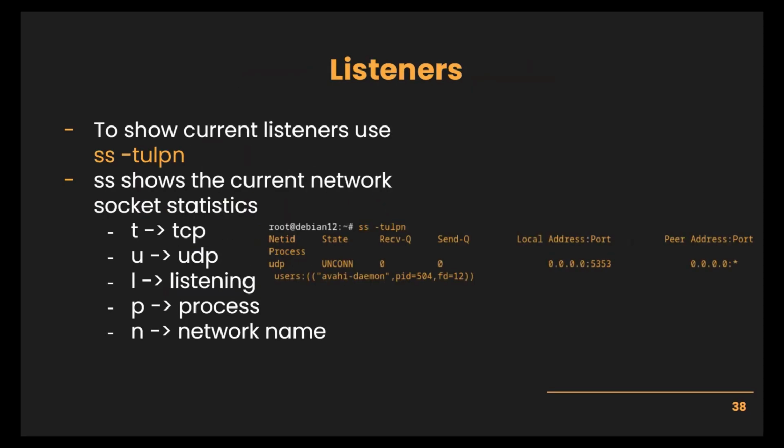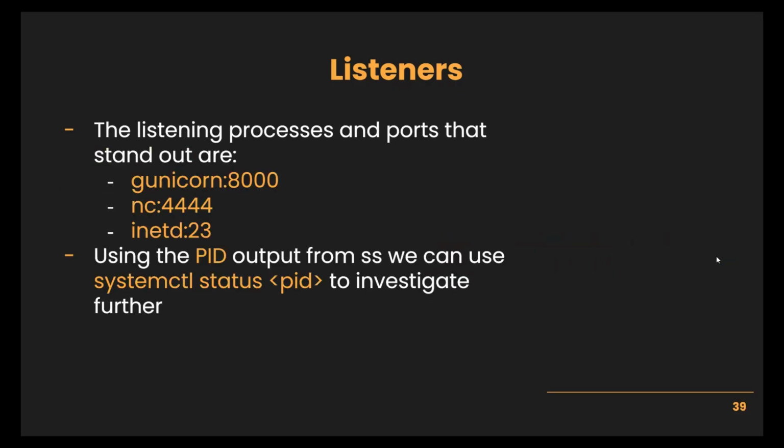And then next we have listeners. So ss stands for socket statistics, and it basically shows what ports are open and are listening for incoming connections. And then t and u are for the protocols, TCP and UDP. l is for listening, right? And then p is the process, and then n is the network name. And then here we see a screenshot. You guys can take a look at that.